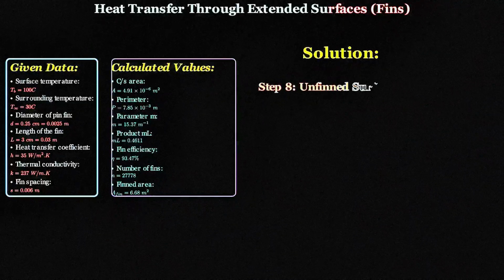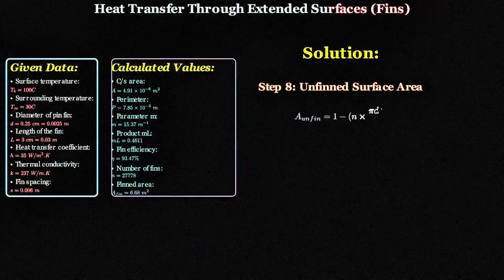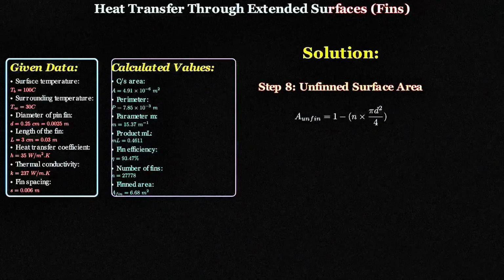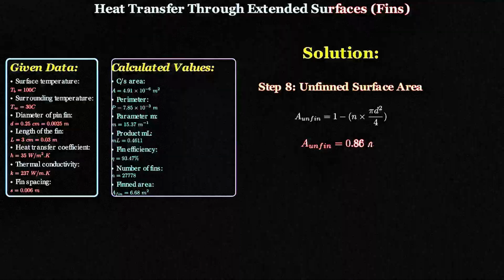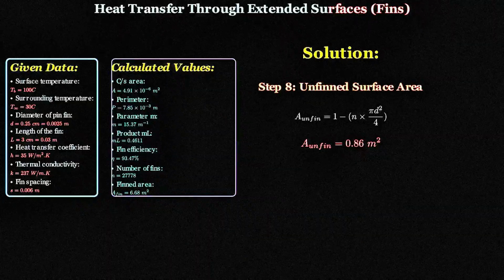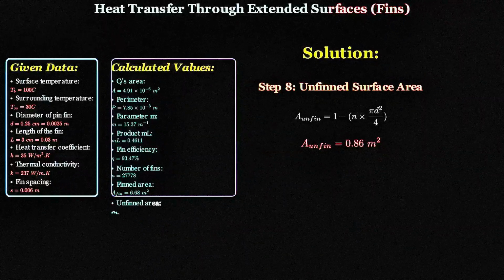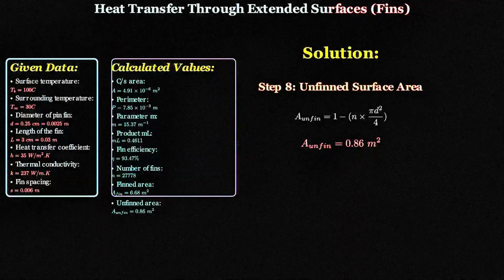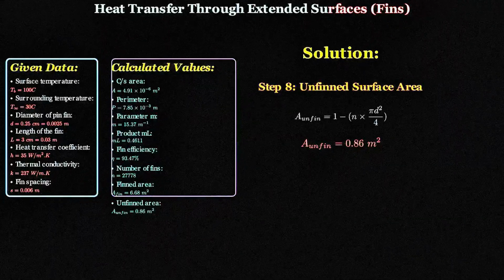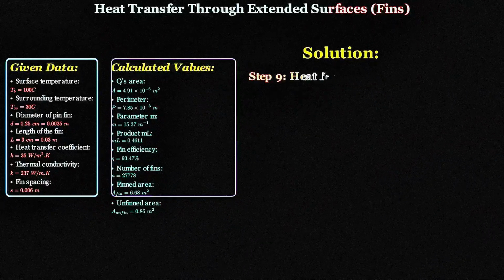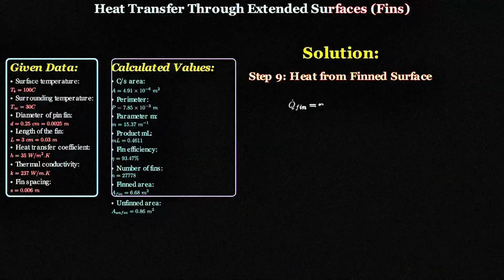Step 8. Calculate the unfinned surface area. The unfinned area equals the total base area minus the area occupied by the fin bases. A unfinned equals 1 minus n times pi d squared over 4. This gives us A unfinned equals 0.86 square meters, so about 14% of the base area is occupied by fin bases.